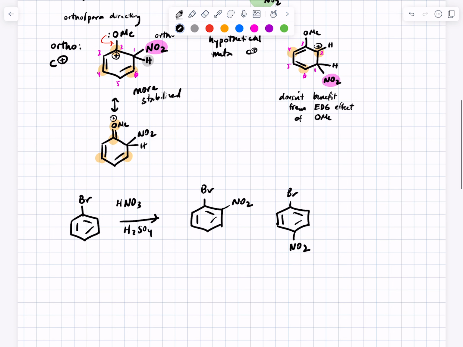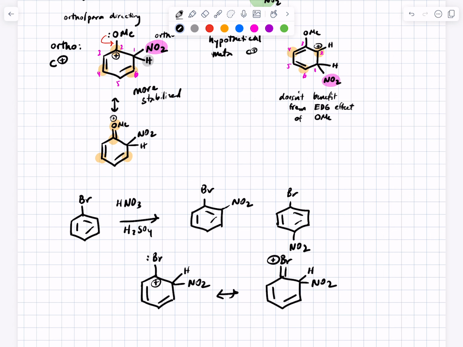For the same reason, if we draw, say, the ortho carbocation here, where here's the nitro group, here's the bromo donating group, it turns out that bromo is not a great donating group relative to, say, methoxy, but it's still got lone pairs. So when push comes to shove in a carbocationic intermediate, the lone pairs on the bromine can donate in and stabilize that carbocation. So even though the bromine is a weak resonance electron donating group, it will still prefer ortho and para substitution.